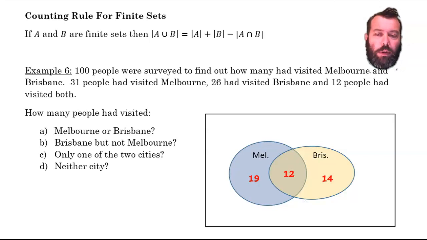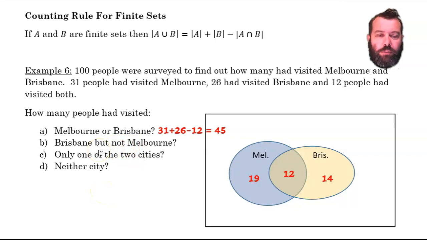So, how many people have been to Melbourne or Brisbane? This is the union of Melbourne and Brisbane, and remember we've just developed the formula there. The size of the union is the size of A plus the size of B minus their intersection. The size of A is 31, the size of B is 26, the size of the intersection is 12, which gives us 45. Alternatively, now that we've got this Venn diagram, I can just add those three figures together, and again I get 45.